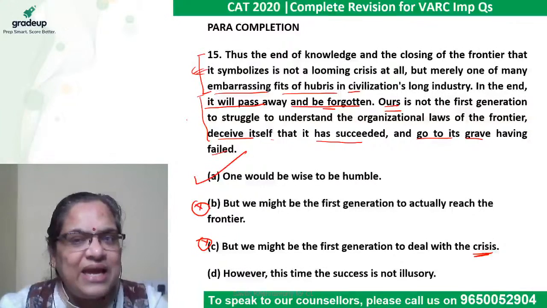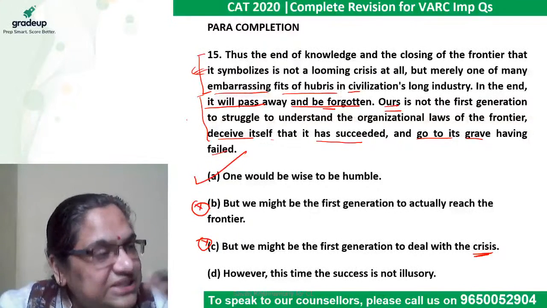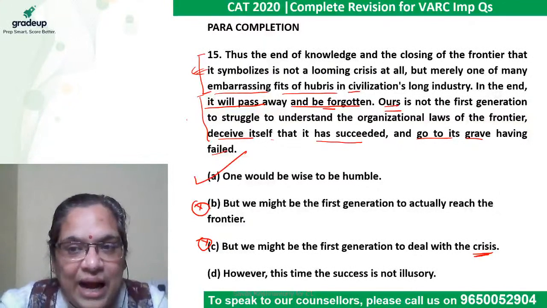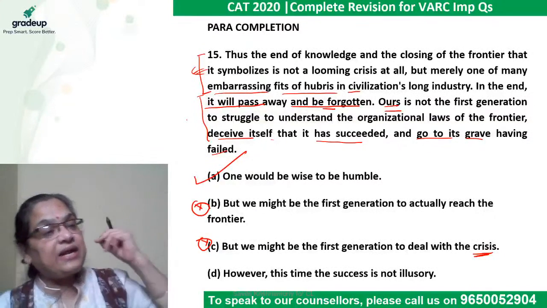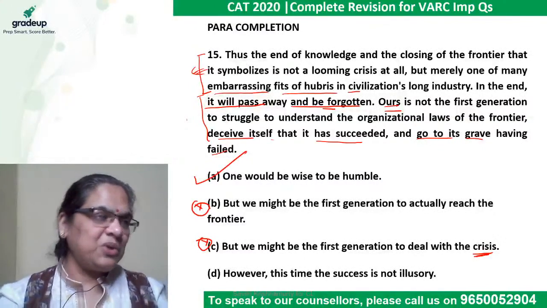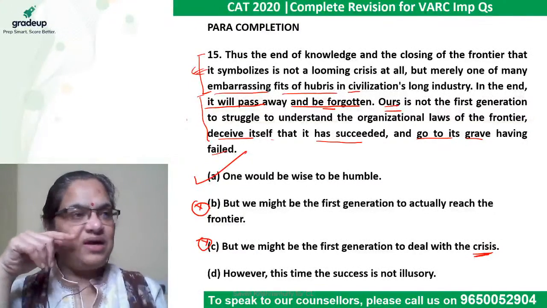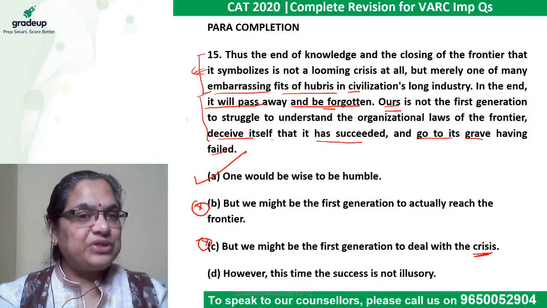And the last line, we are not the first generation to understand the laws of the frontier, to be deceived that we have succeeded, and to go to our grave having failed. If he says this, why will he say that therefore we may be the first one? He's not going to say. He's very clear, as in we are not the first, we are not going to be the last. That seems to be his tone. So the answer is A.